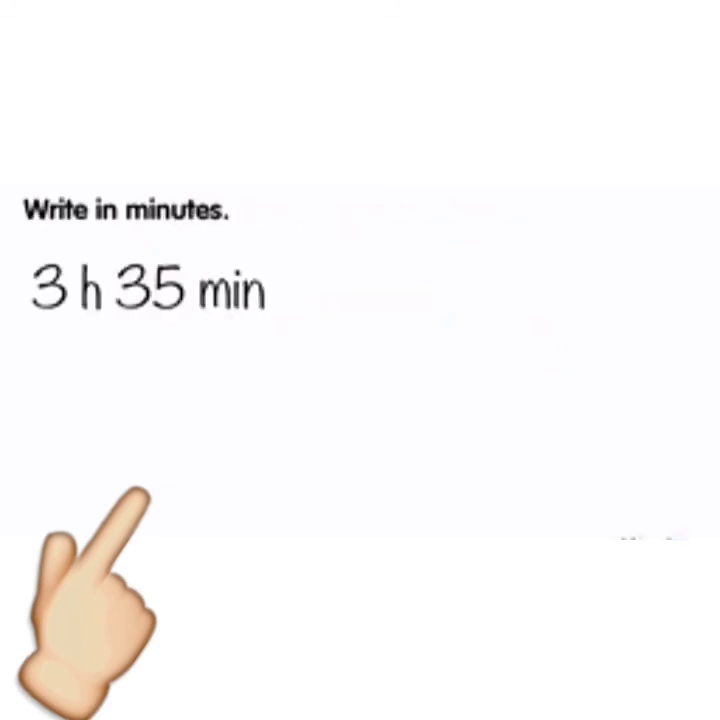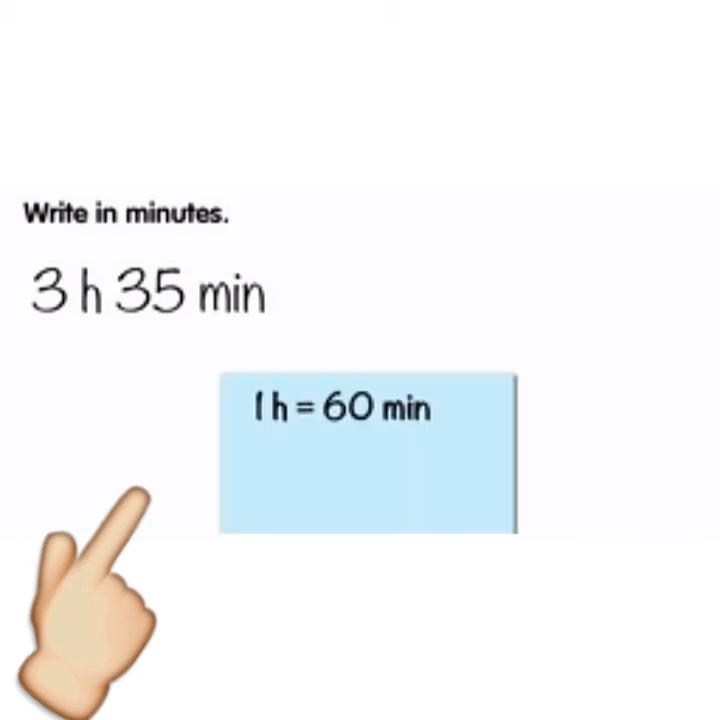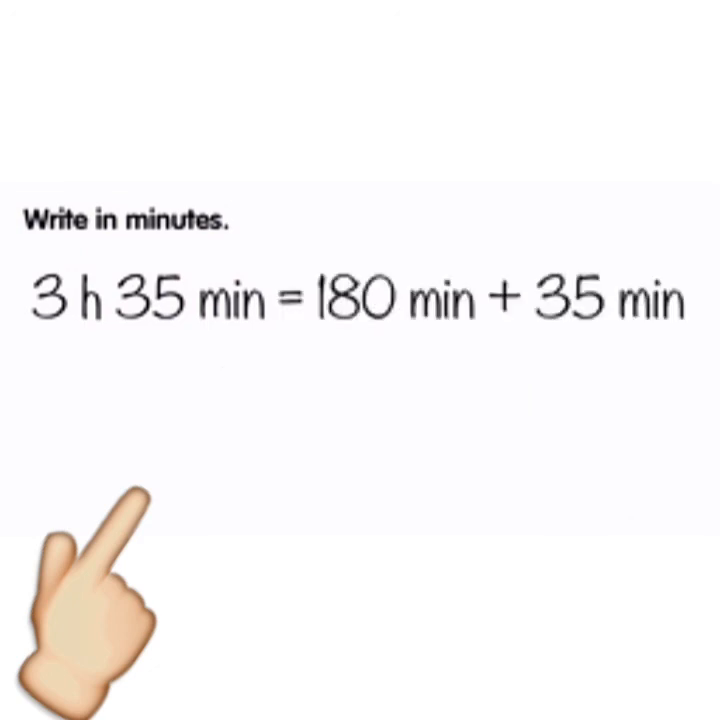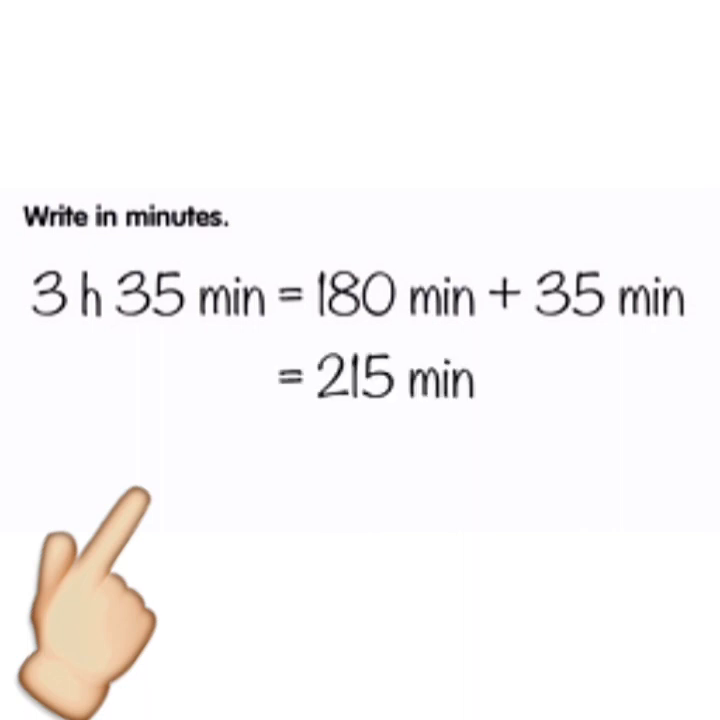Now we take another example. Write in minutes: 3 hours 35 minutes. Now you convert into minutes. So firstly we change hours. You know, student, 1 hour equals 60 minutes. So 3 hours equals 3 multiplied by 60, and you will get 180 minutes. Now you add the total minutes. 180 minutes plus 35 minutes, you will get 215 minutes.